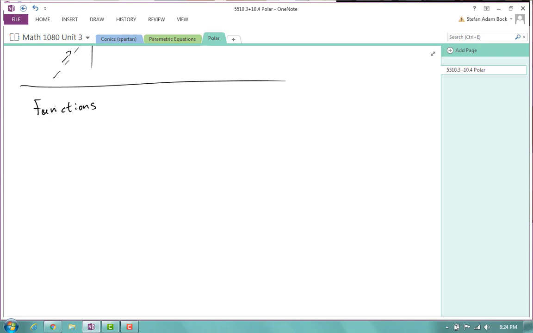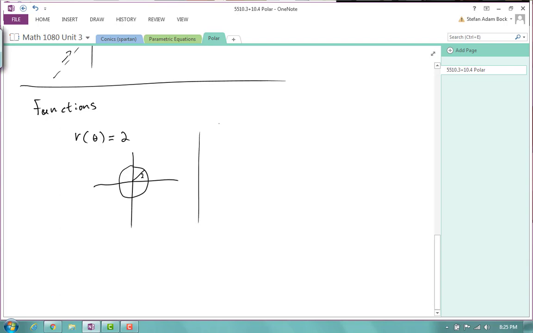So for a really basic function, we could have r of theta equal to 2, a nice constant function. So what this says is that the radius, or the modulus of my point, given an angle theta, is always equal to 2. So what that traces out is a circle of radius 2. Which is a much, much nicer equation, don't you think, than having x squared plus y squared equal to 4.